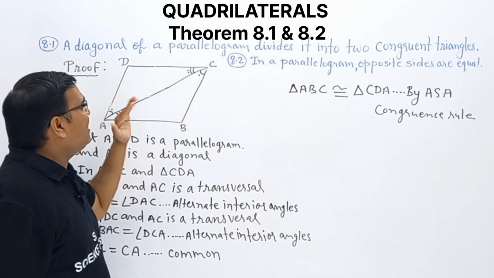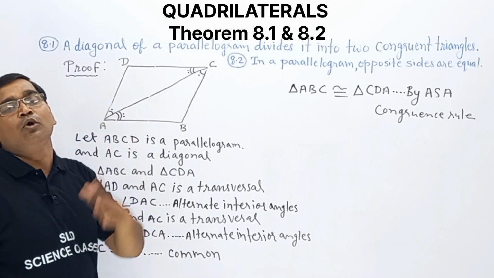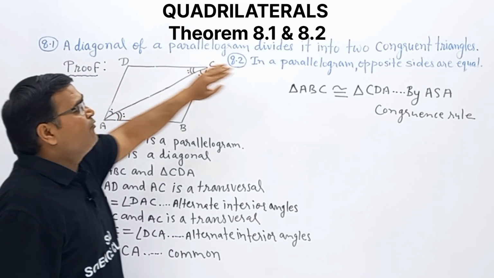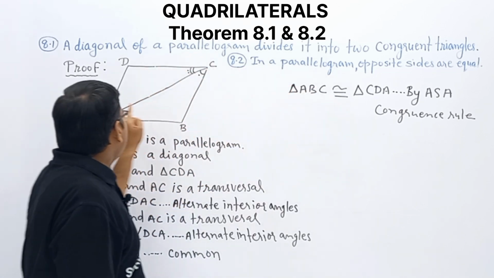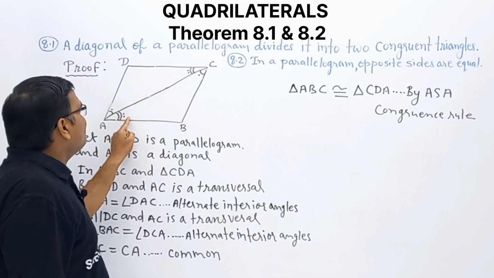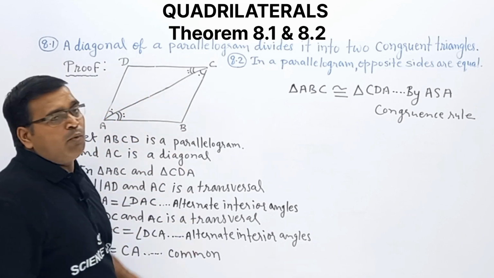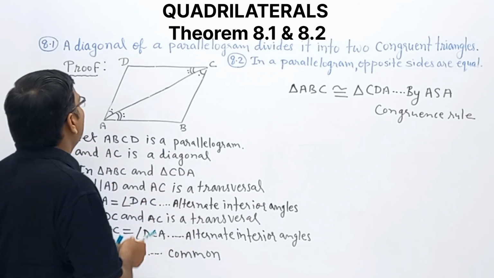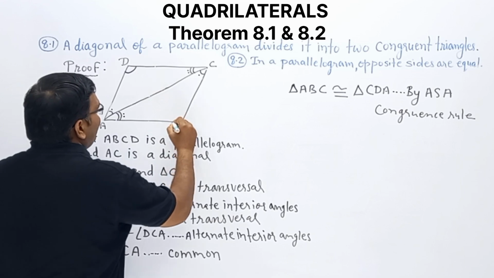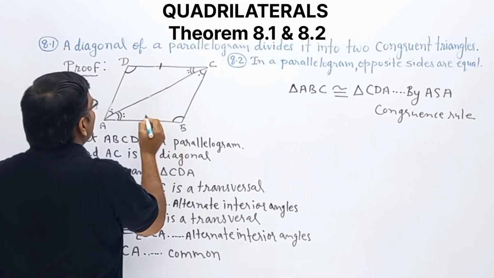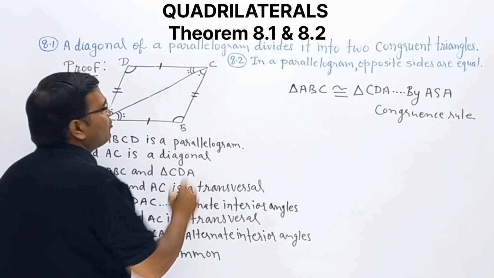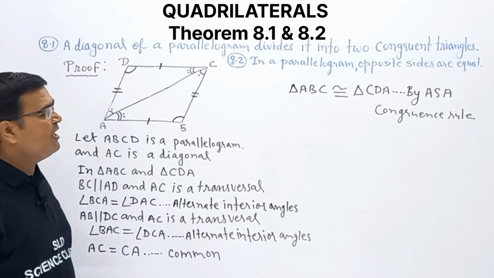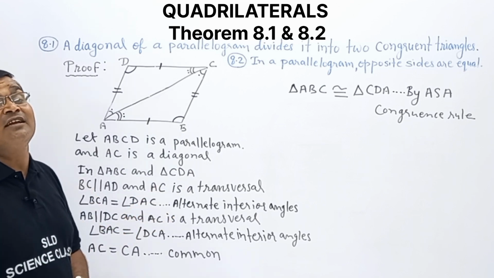Once this diagonal is dividing the parallelogram into two triangles, then this triangle is congruent to this one. We proved this one. This angle is equal to this one, this angle is equal to this one, and this side is common in both. Then we can say the remaining parts of the triangles will be equal. How? This angle will be equal to this one, this side will be equal to this one, and this side will be equal to this one. Yes or no? We proved these two triangles are congruent. We proved the congruence rule. It means corresponding parts of congruent triangles will be equal.